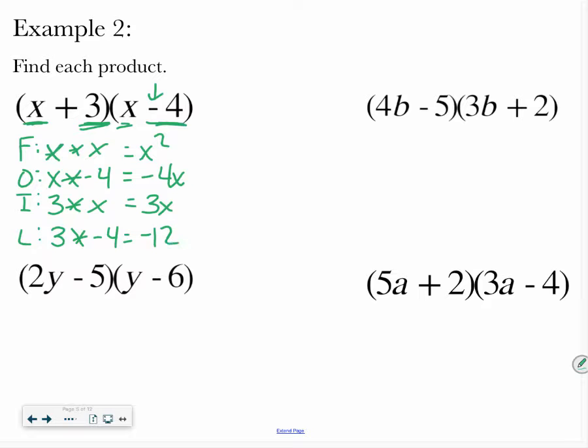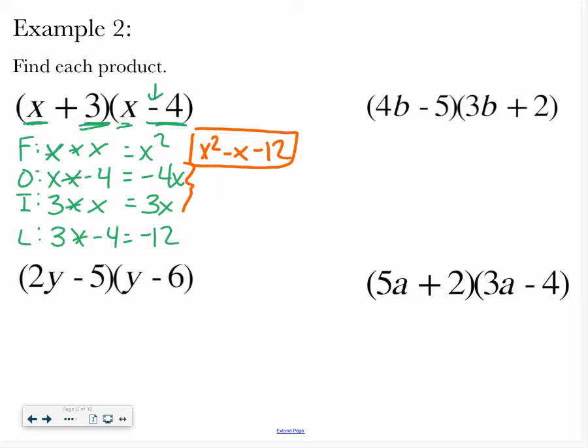Okay? And then I need to combine it, so I'm going to have x squared. I'm going to do it in a different color so it's easier to tell. I'm going to have x squared, then minus 4x plus 3x. That's going to give me minus x minus 12 is my answer here.